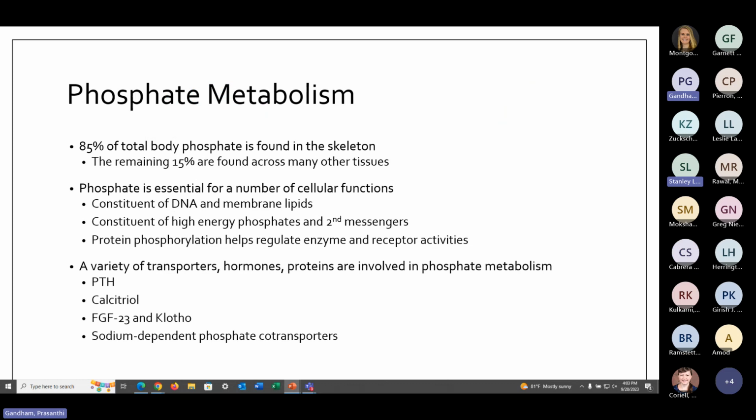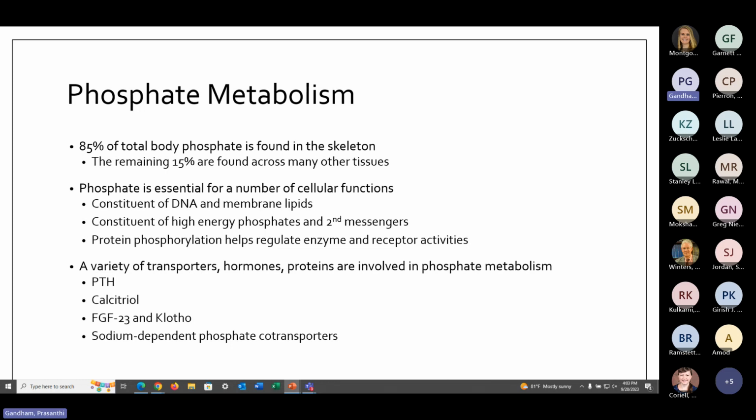So let's go back to medical school and talk a little bit about phosphate metabolism. About 85% of our total body phosphate is found in the skeleton. The remaining 15% is found across many other tissues in the body. Of course, phosphate is essential for a number of cellular functions. It's a constituent of DNA and membrane lipids. It's also seen in a number of high-energy phosphates and second messengers, such as cAMP and inositol triphosphate, amongst many others. And protein phosphorylation helps regulate a number of different enzyme and receptor activities.